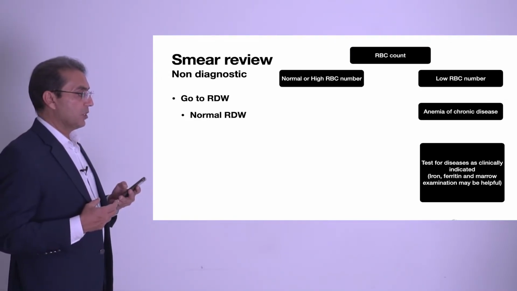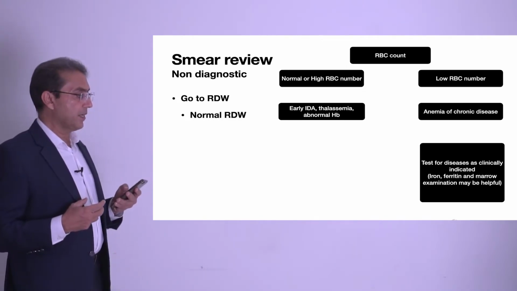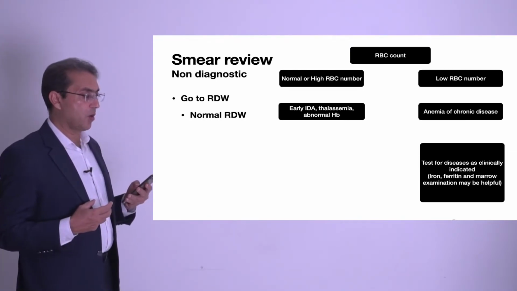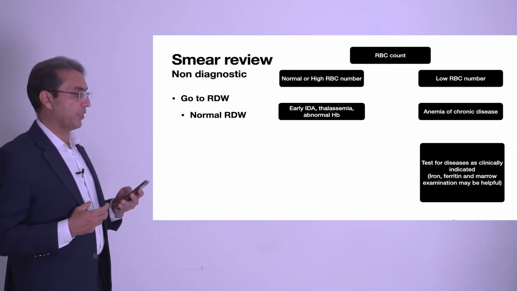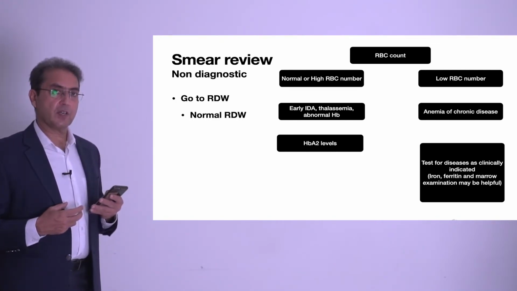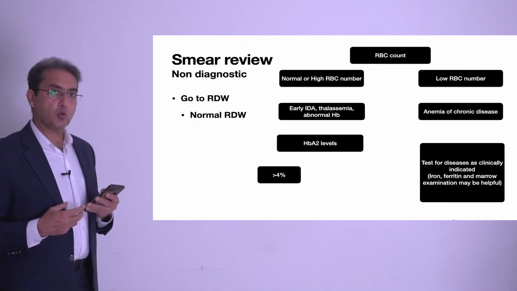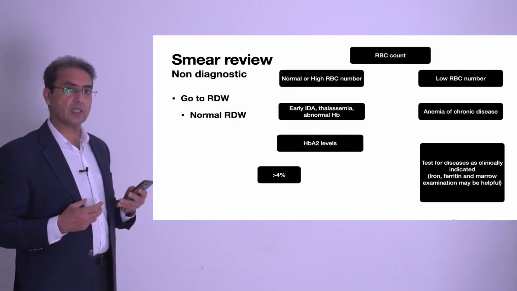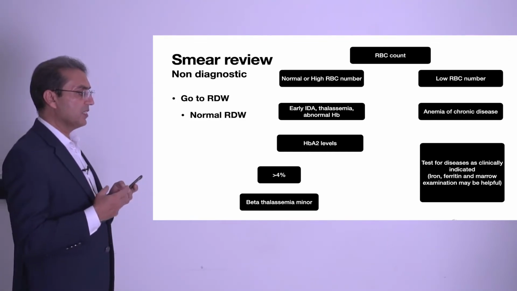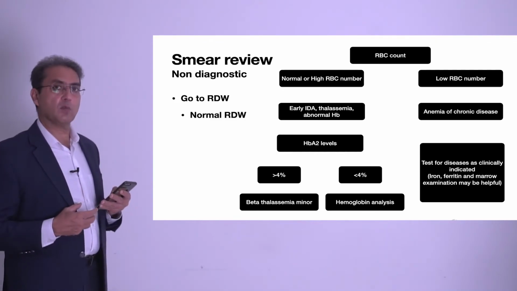And if the RBC count is normal or high, this is early iron deficiency anemia, some of the thalassemia, and some of the abnormal hemoglobin patients may have this sort of picture. And if we rule out iron deficiency anemia, we go for hemoglobin electrophoresis and look for the presence of hemoglobin A2. If the hemoglobin A2 is more than 4%, this is thalassemia minor, that is beta thalassemia minor. If it is less than 4, then we go for a detailed examination for the presence of other types of hemoglobins.